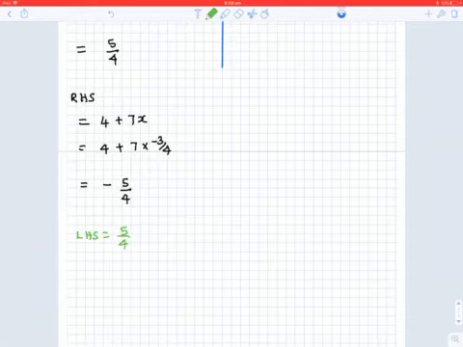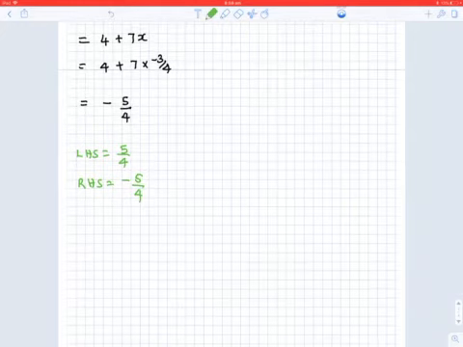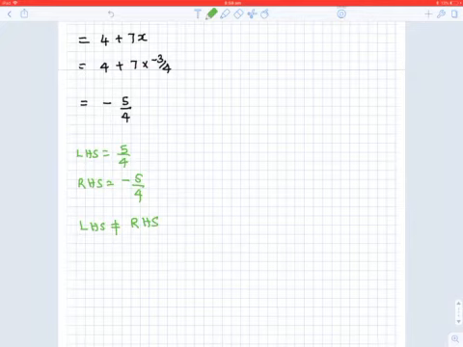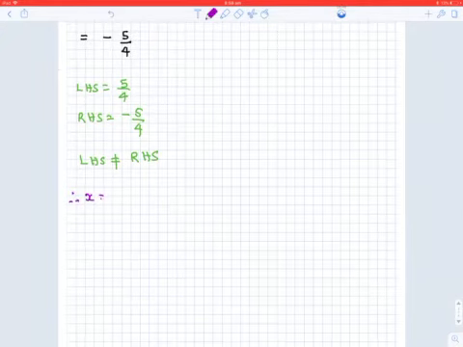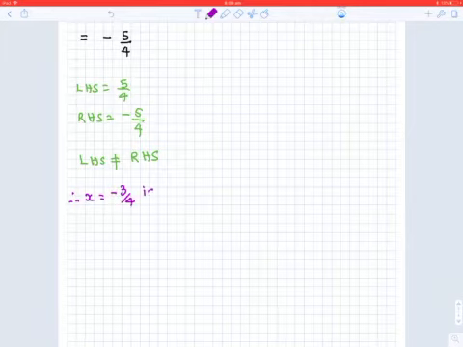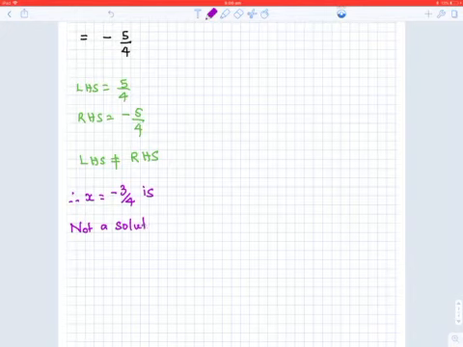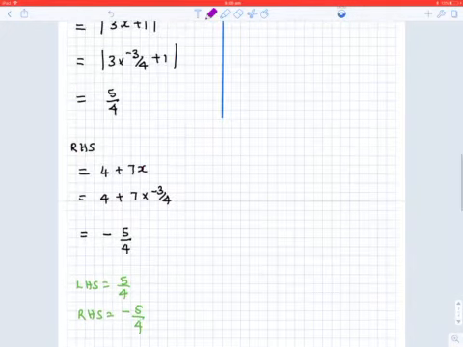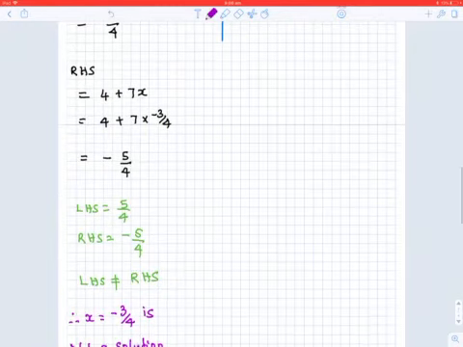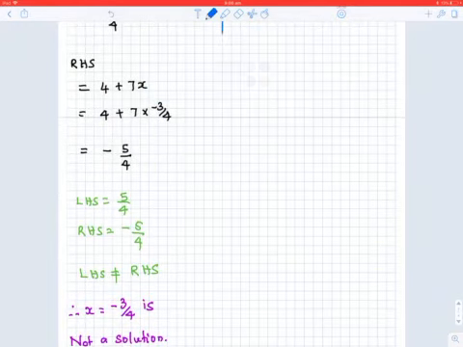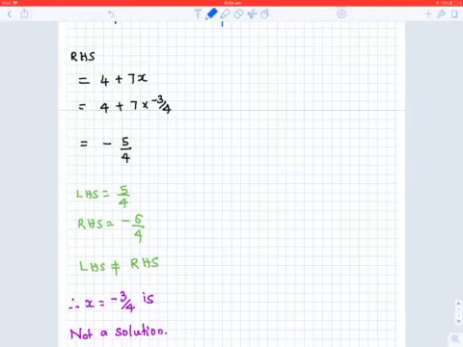See, when you look at the left hand side, it is positive 5 over 4 and the right hand side is minus 5 over 4. Now my left hand side is not equal to right hand side. Therefore the conclusion is, x equals minus 3/4 is not a solution. Okay, let us check the other one.